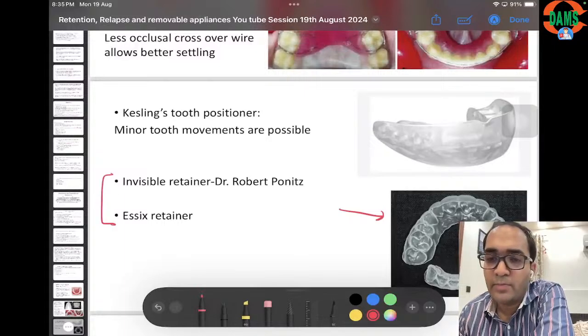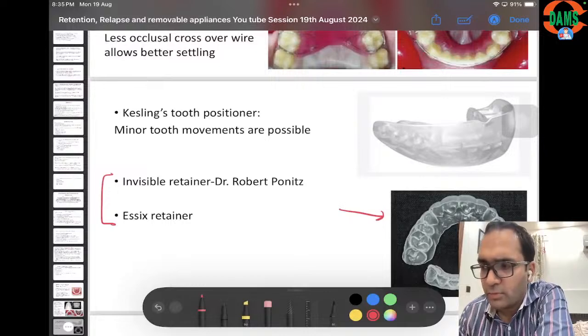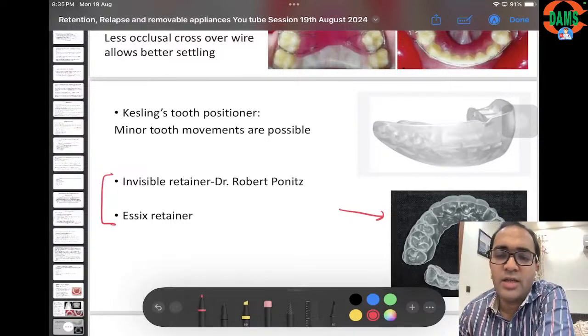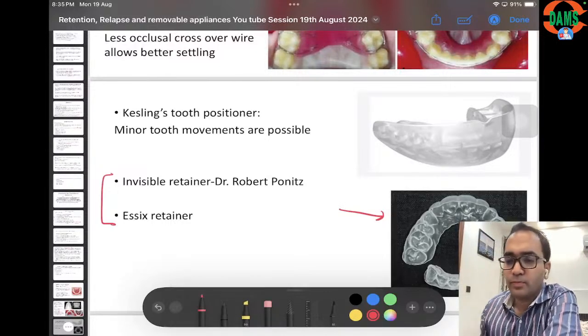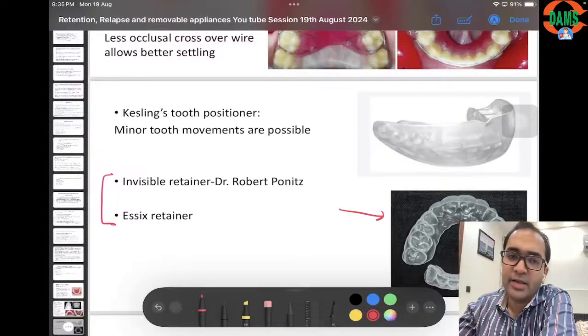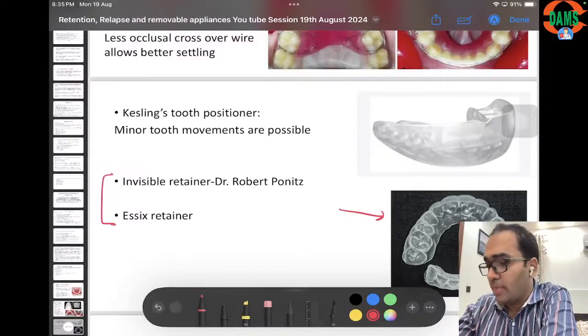So what will happen? The retainer will exert force on the new position and will do that minor correction. Okay, so that is the advantage of a Kesling tooth positioner.